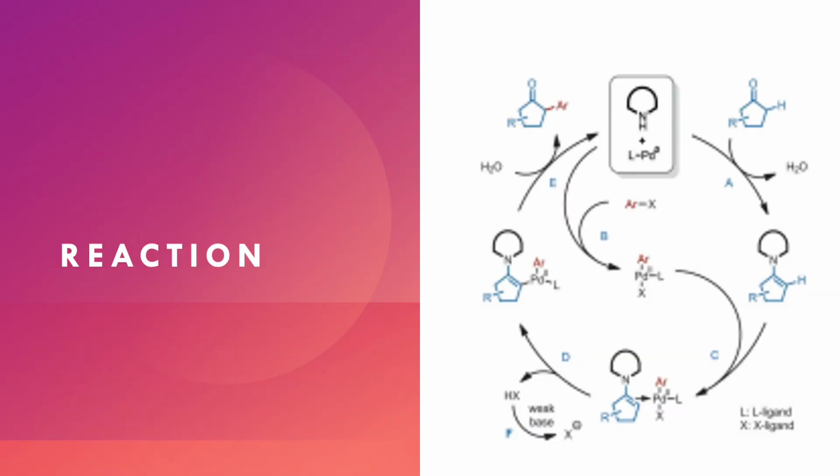This is the reaction for step A and step B. We're going to start with a secondary amine and a palladium catalyst. An enamine and an aryl palladium species can be formed from the cyclopentanone and the aryl halide.